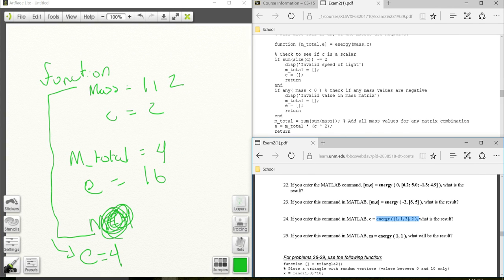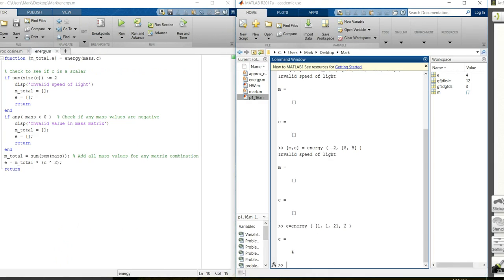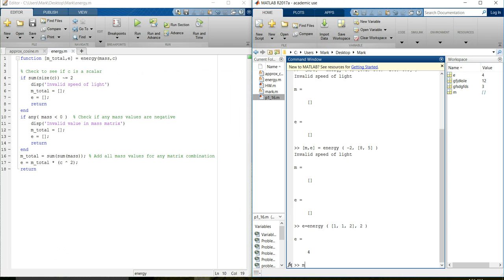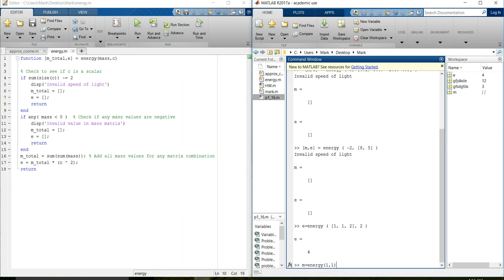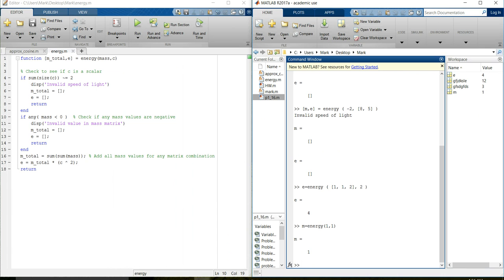M is equal to energy 1, 1. We see that the size is 2. The mass is greater than 1. M total is equal to 1. 1 times 1 is 1, and we get M is equal to 1. Is that the right one? Yeah, that's it. M is equal to 1. That's what comes out.